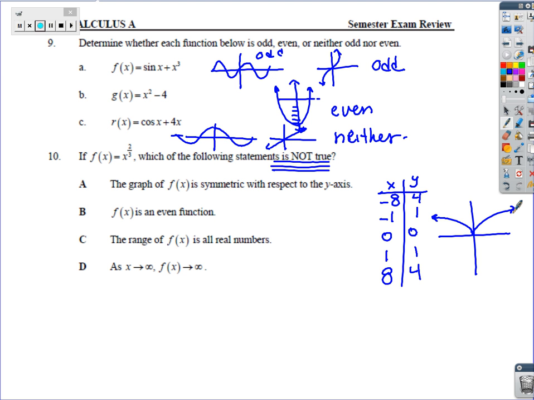Okay, so now it's symmetric with respect to the y-axis, so that is true. It's an even function, that is also true. The range of the function is all real numbers. That means both positive and negative, and if you notice, there's nothing underneath, so this is the false statement.